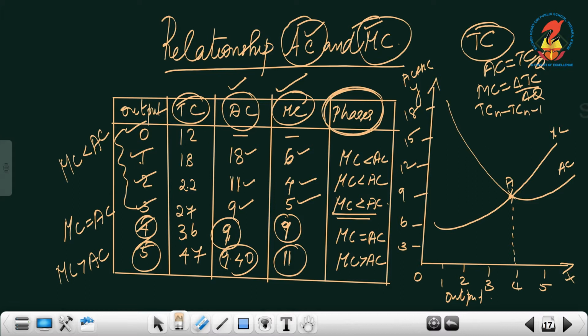What is the relationship? Point number 1, if MC is less than AC, AC will fall. See, from output level 0 to 3, you can find AC is falling. From 18 it is falling to 11. From 11 it is falling to 9. Why? Because MC is less than AC.